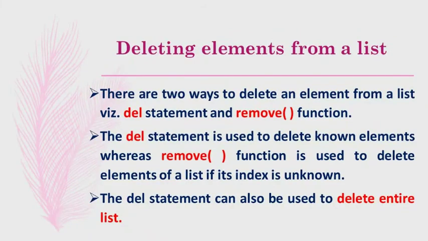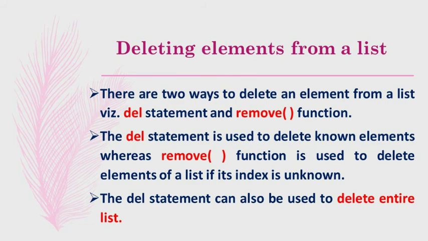Next, let us see how to delete elements from a list. There are two ways to delete an element from a list. What are they? The first way is using the del statement and the second way is using the remove function. The del statement is used to delete known elements and it is also used to delete the entire list, whereas the remove function is used to delete the elements of a list if the index is unknown.